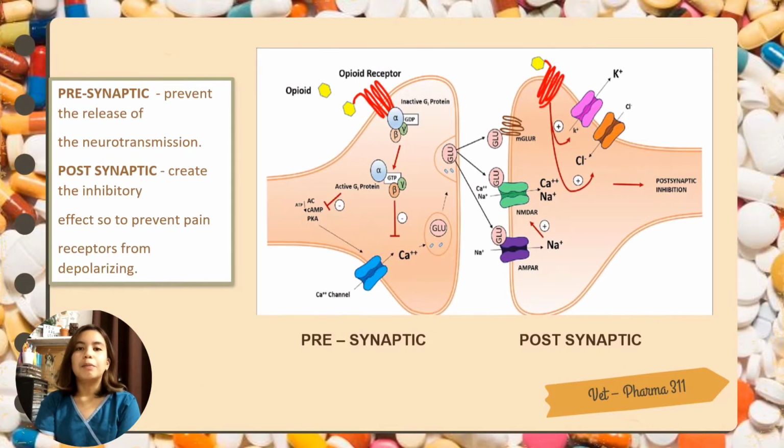Opioids have presynaptic and postsynaptic effects. Presynaptically, they prevent the release of neurotransmitters, and postsynaptically, they create an inhibitory effect, so as to prevent more of those pain receptors from depolarizing.